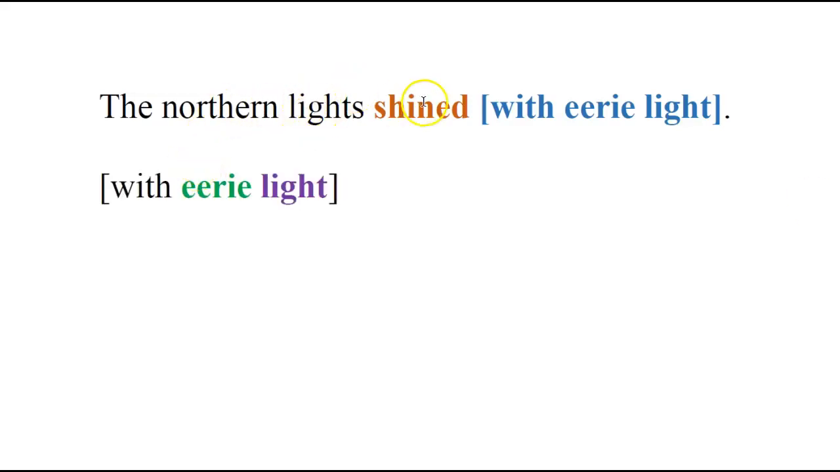The northern lights shined with eerie light. So we know that this, with eerie light, is a multi-word adverb, right? It's modifying the verb, which is shined. And that makes sense because it's telling us how the lights shined, right? So the lights shined with eerie light. It's explaining how. And adverbs, we know, tell us when, where, why, and how. Yeah? Okay. So then we broke it down further and we said eerie modifies light.